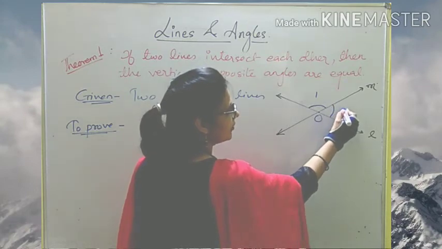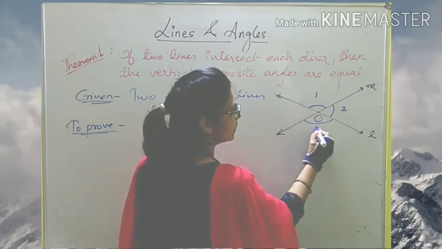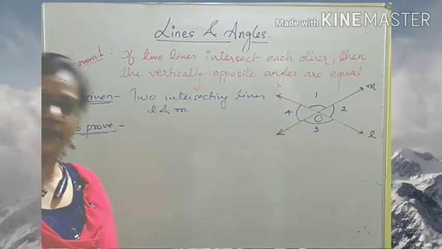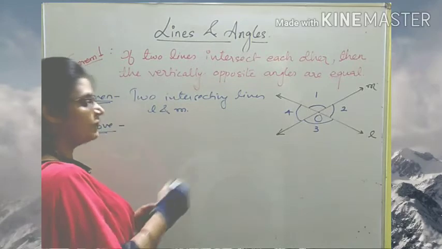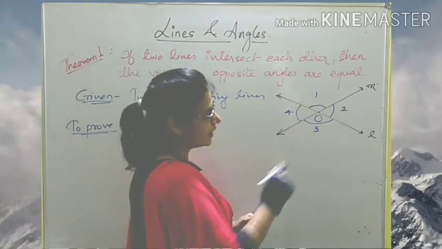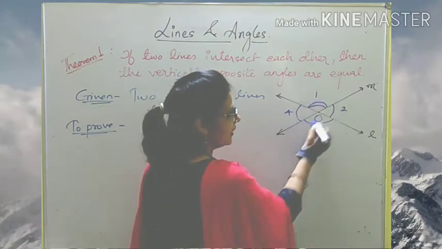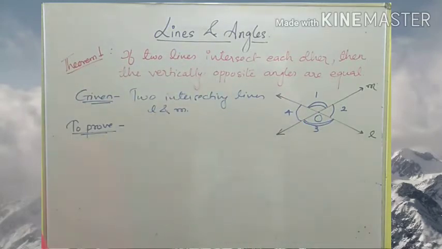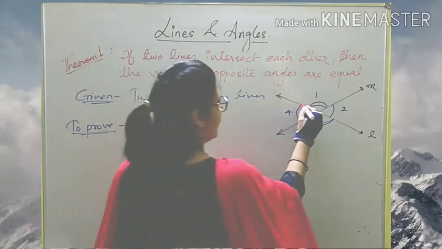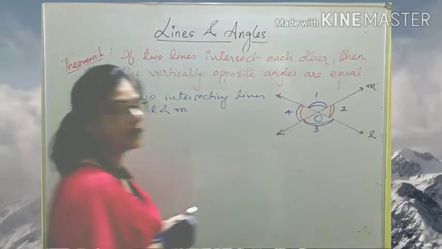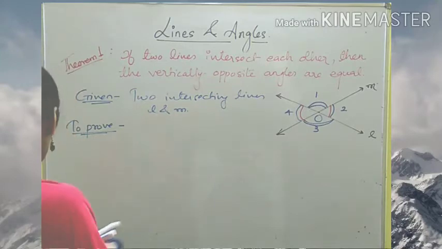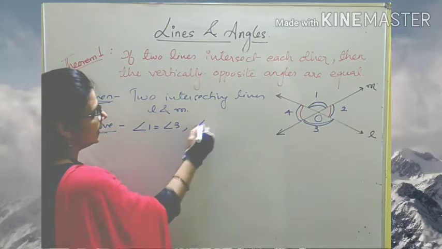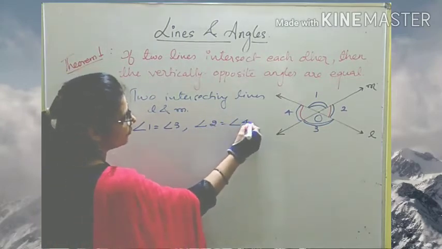Now, what are the angles formed here? 1, 2, 3, and 4. These are the four angles formed when two lines intersect each other, है ना? But what we have to prove is that the vertically opposite angles are equal. Now, what are the vertically opposite angles here? Angle 1 and angle 3, and angle 4 and angle 2. These are the vertically opposite angles. So, what we have to prove is that angle 1 is equal to angle 3 and angle 2 is equal to angle 4.